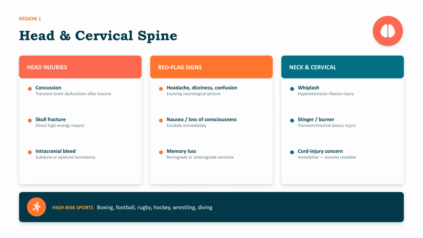Neck injuries include whiplash, stingers or burners, which are transient brachial plexus injuries, and the big concern, spinal cord injury. If you suspect a cord injury, immobilize the neck immediately and assume it's unstable until proven otherwise. High-risk sports include boxing, football, rugby, hockey, wrestling, and diving. When in doubt, sit them out and get imaging.